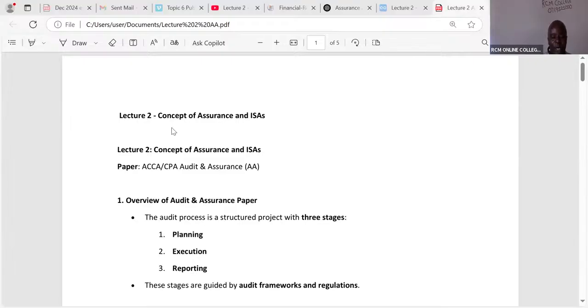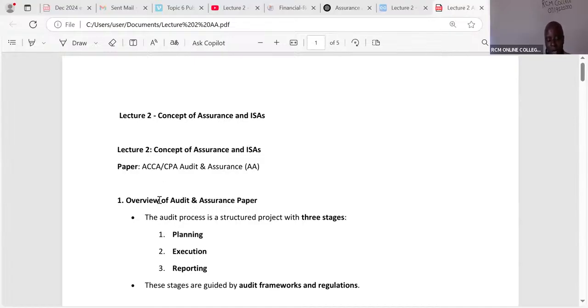So lecture 2, we are looking at concept of assurance and the ISAs. All right? So remember, ISA stands for International Standards on Auditing. These are the standards that we use while carrying out our audit exercise.